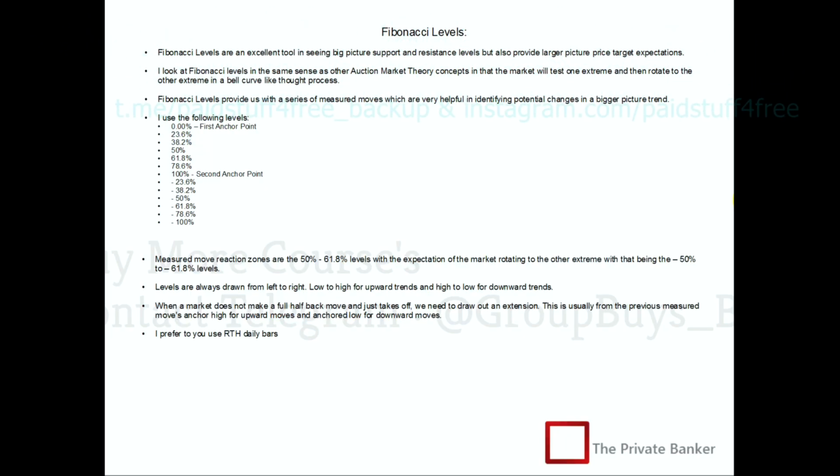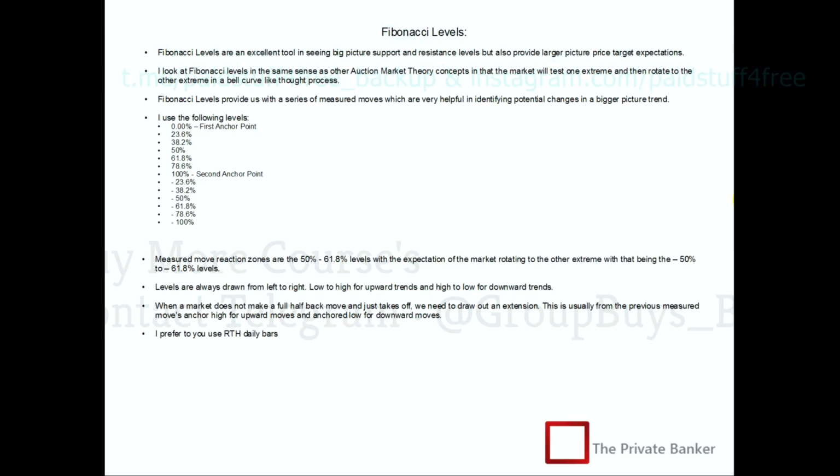I realize that the numbers themselves are somewhat of a mathematical sequence, but the visual, or the expectation of where the market rotates to, is from that one extreme to the other type of thinking, rather than a very specific type of straight line. And it makes sense in that way. So let's walk through this here. Fibonacci levels, as I said, are an excellent tool in seeing the big picture support and resistance levels, but it also provides us with a bigger picture price target expectation, which I'll show you.